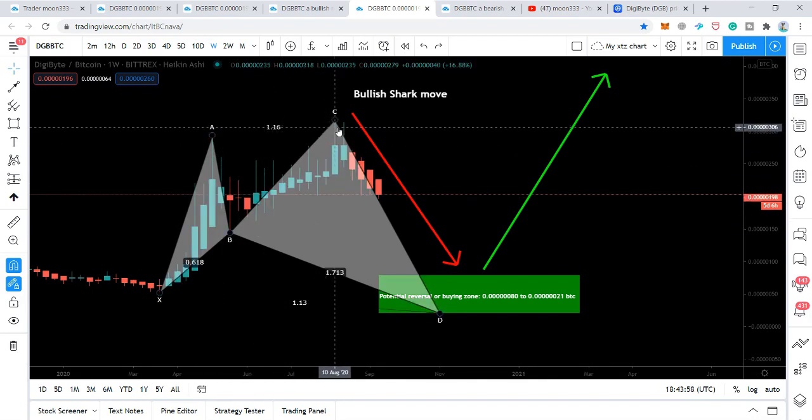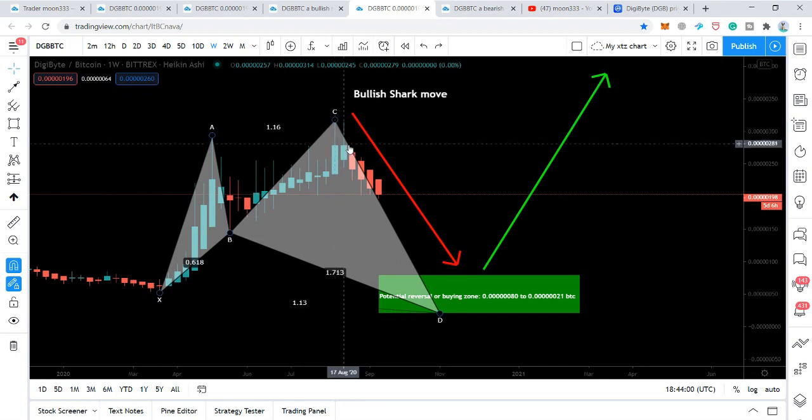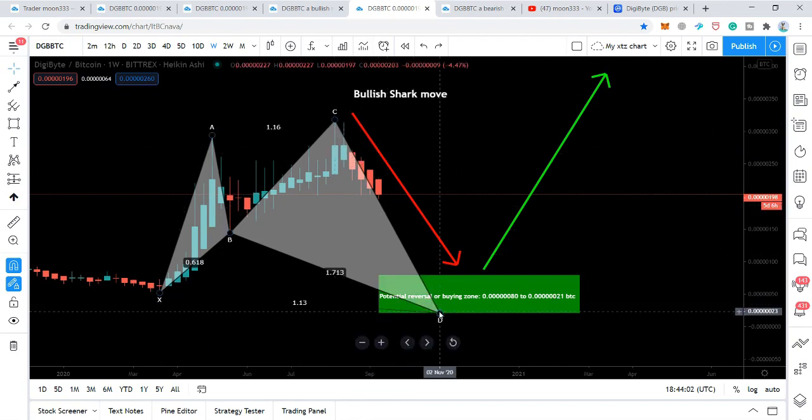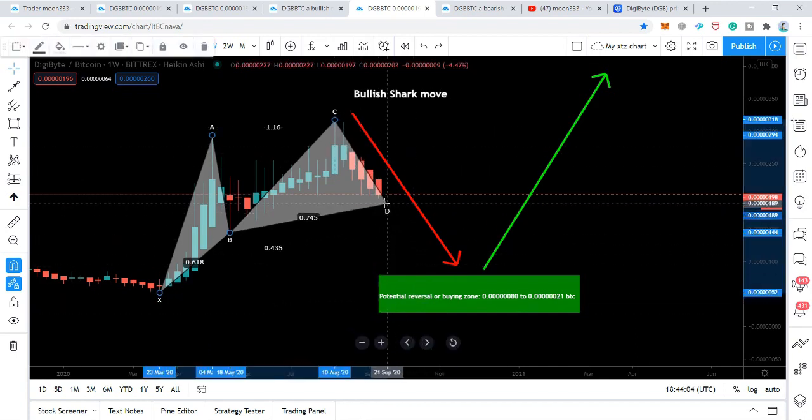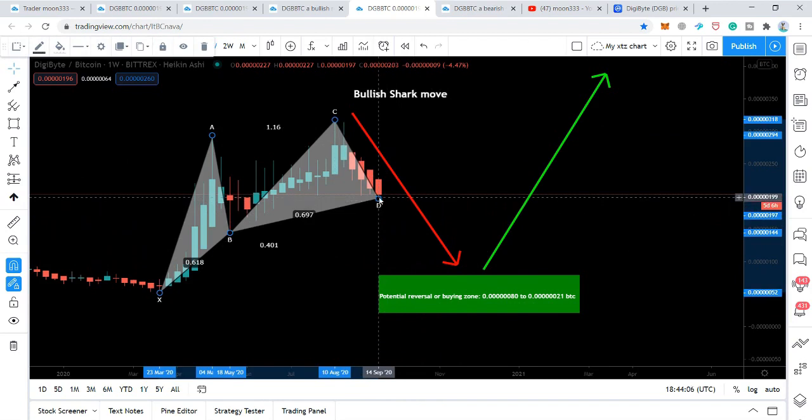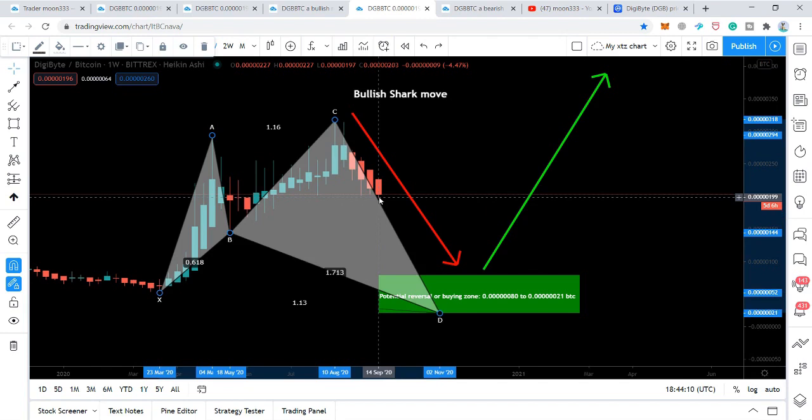Then we have this retracement, so far up to almost 0.401 Fibonacci retracement level. But in order to complete this bullish shark pattern, it needs to retrace between 0.886 up to 1.13 Fibonacci retracement level. So I'm not expecting at this time that this leg will be completed.